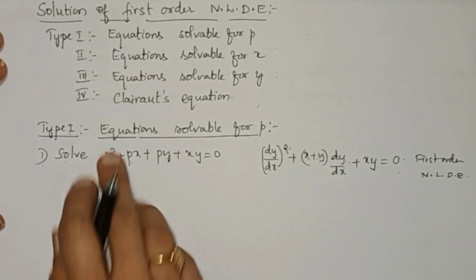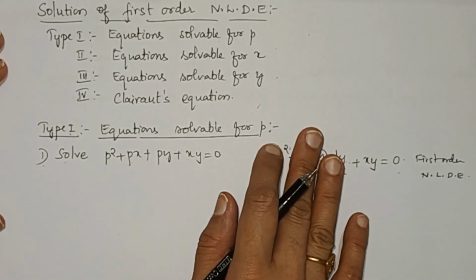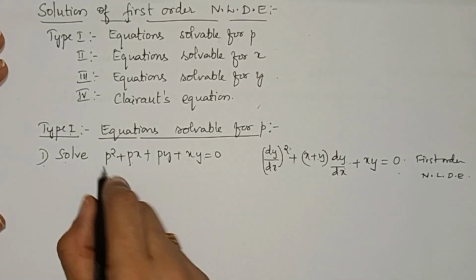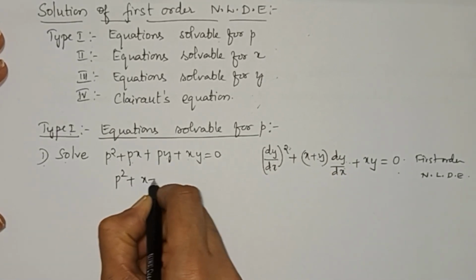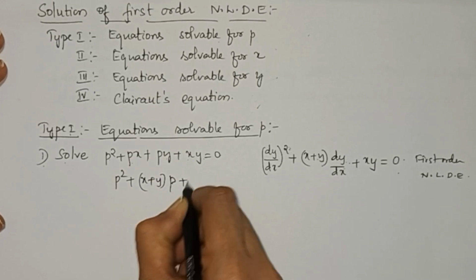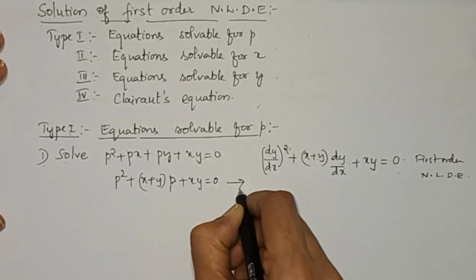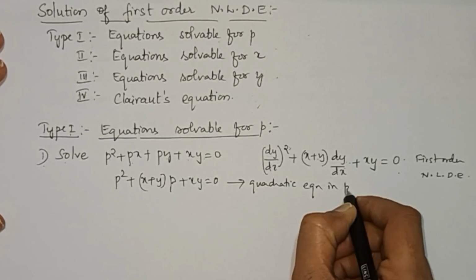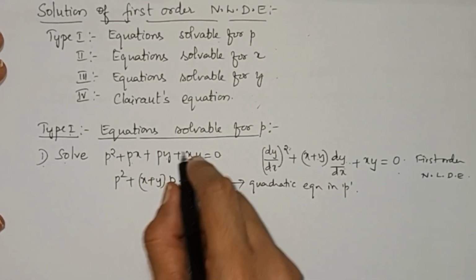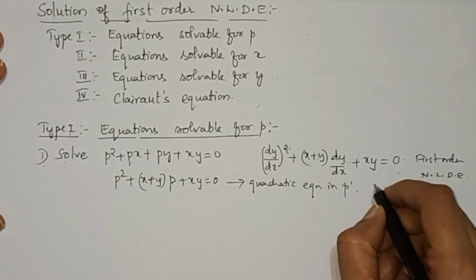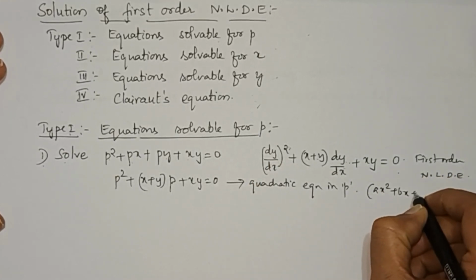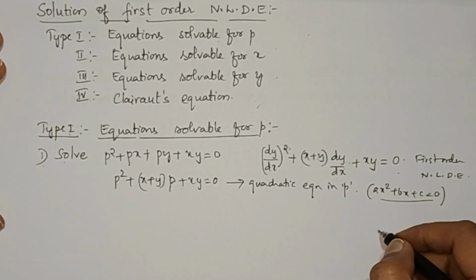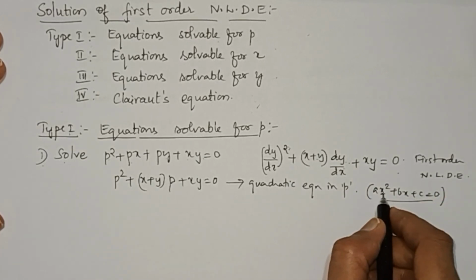Now it is equation solvable for p, means you can get its solution in terms of p, that is p square plus x plus y into p plus xy equal to 0. This is a quadratic equation in p. That means it is solvable for p. You know the general form of quadratic equation, that is ax square plus bx plus c equal to 0. This is a quadratic equation in x. And how will you get its solution? Using the formula.